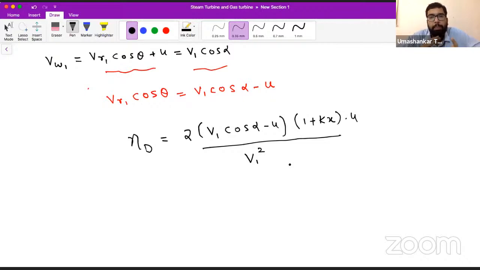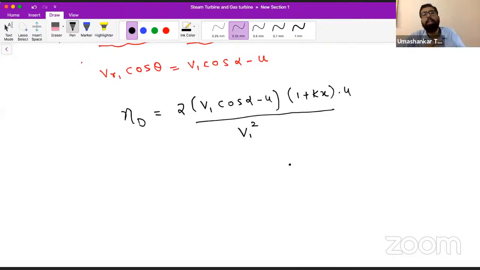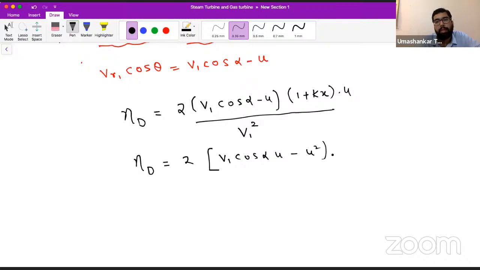So by differentiating it with respect to U, we can find the condition in which we can maximize this efficiency. Since it is an efficiency, we want to maximize it. As I used to tell you, as an engineer, this is what our duty is. So if I reduce this equation, we can write something like this: V1 cos alpha into U minus U squared. Let's just keep 1 plus kx outside only. And we have this value of V1 square.